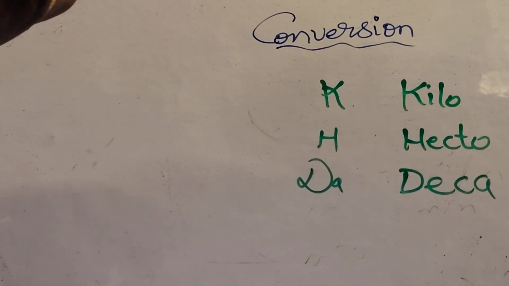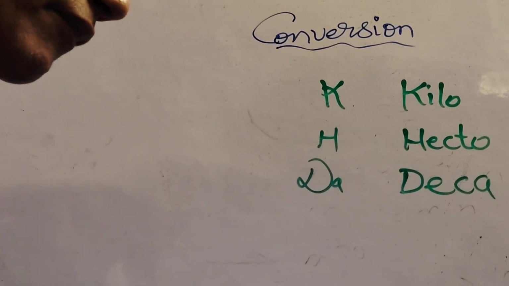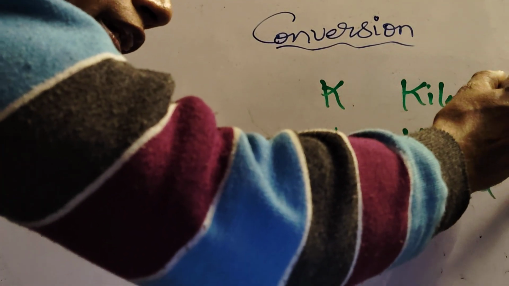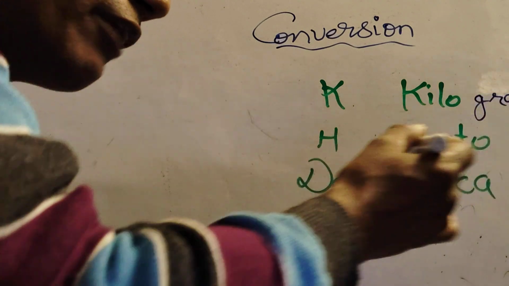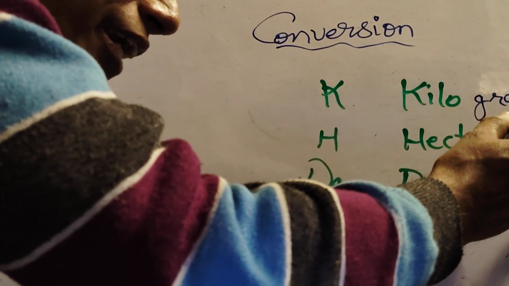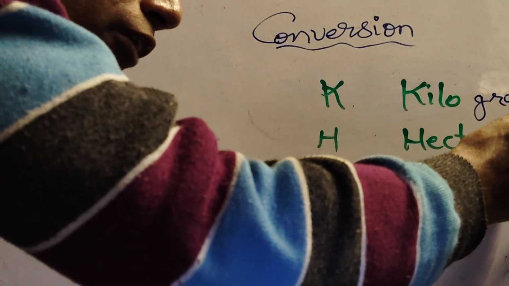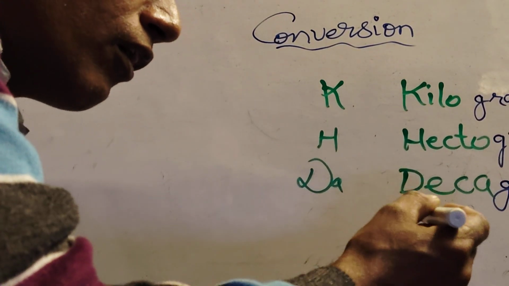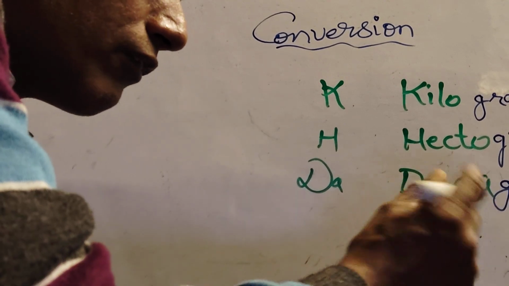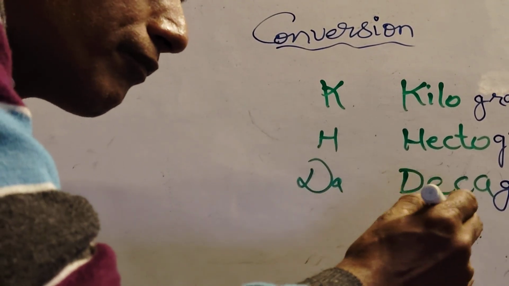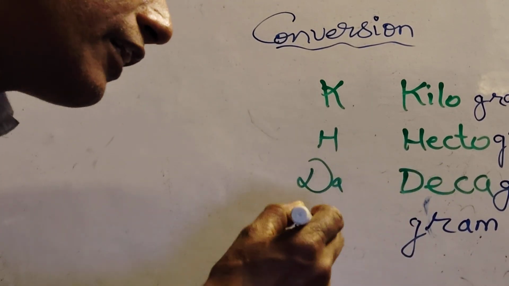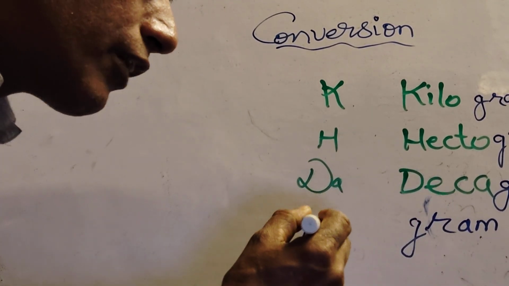A prefix in English is what comes before a word. Yes. So suppose we write here gram. Gram is the main word, and before it we can write kilo, hecto, or deca. So less than deca is gram. Gram means gm.